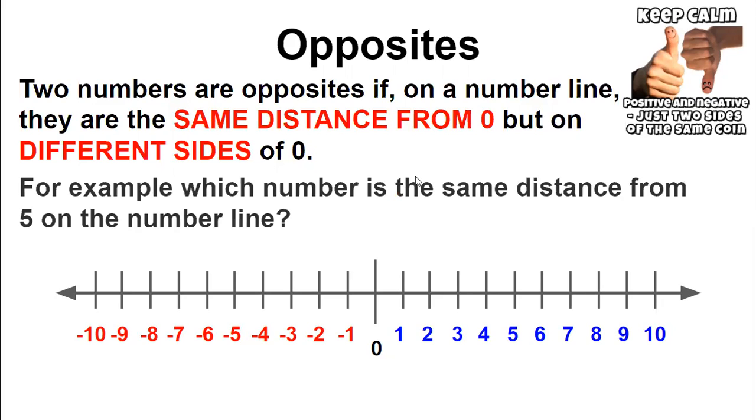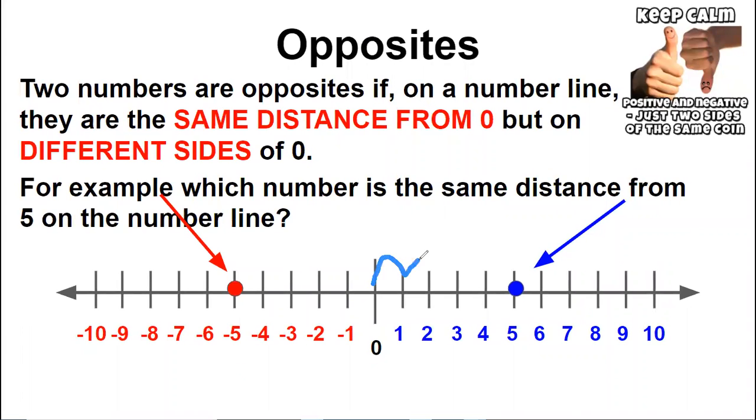So let's do an example. Which number is the same distance from 5 on the number line? Let's put 5 there. There it is. Now we want to go on the opposite side of 0. Which number is 5 units from 0 going the left direction? Did you say negative 5? Great job, because we can see we count from 0.